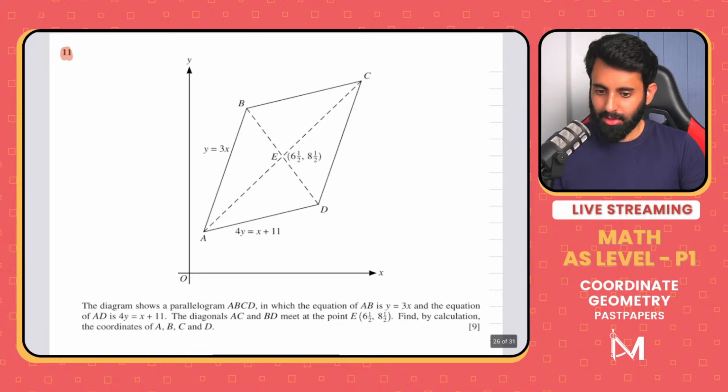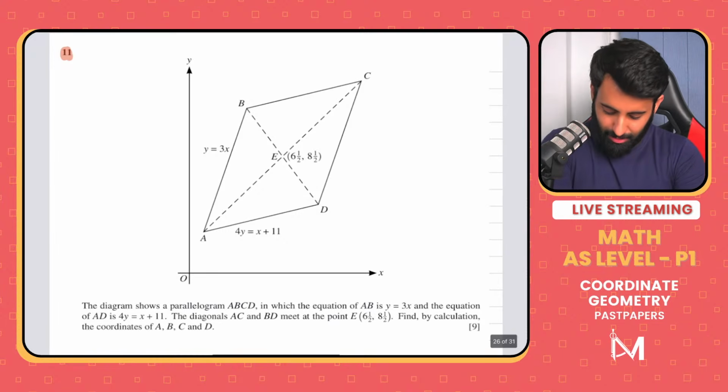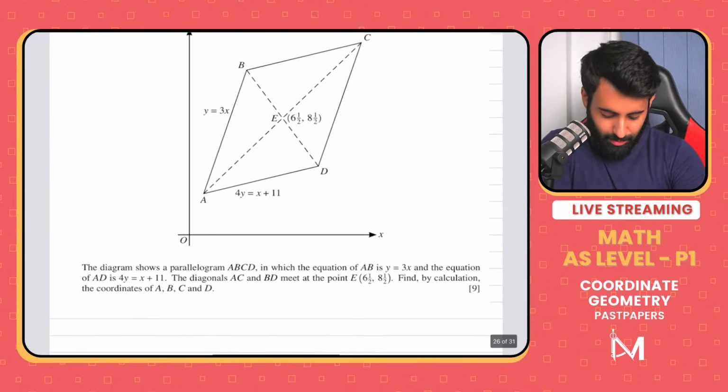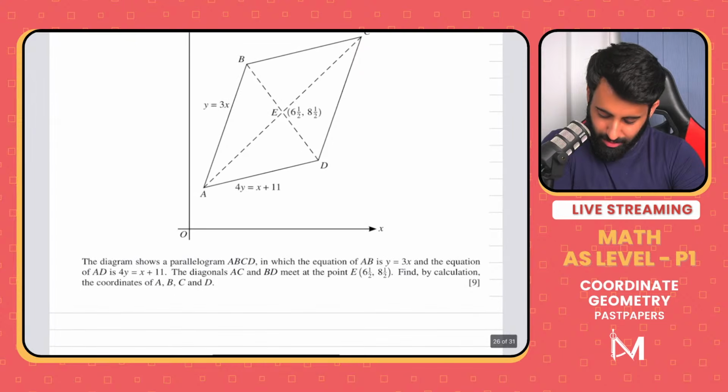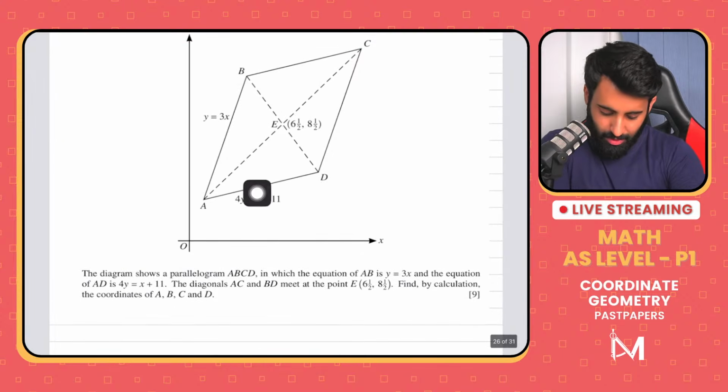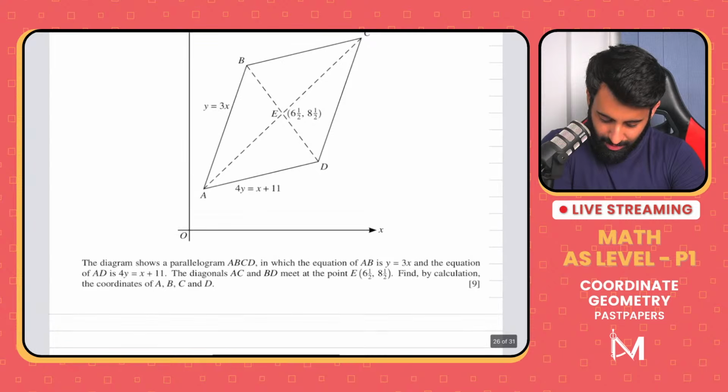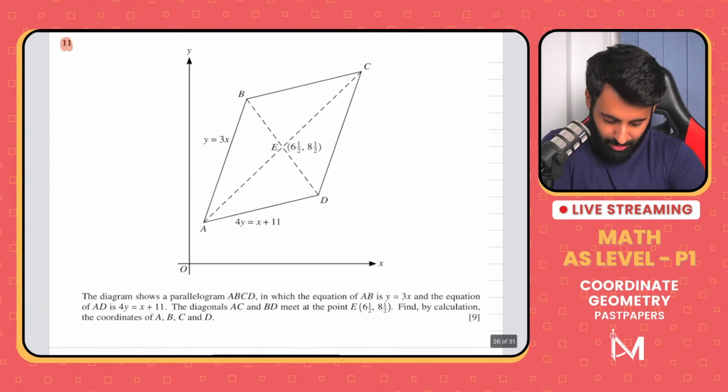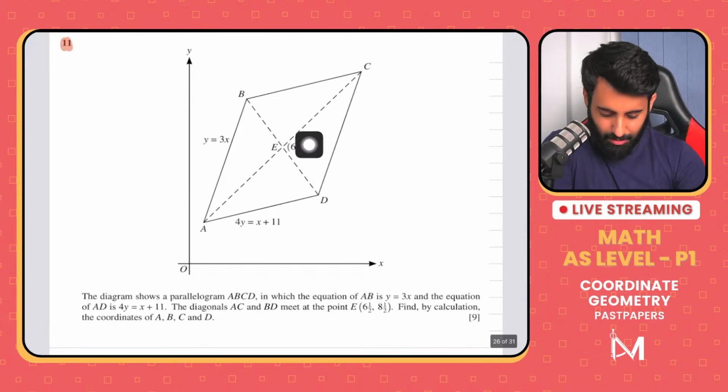Okay. So this question says the diagram ABCD shows a parallelogram in which the equation of AB is y equals 3x and the equation of AD is 4y equals x plus 11. The diagonals AC and BD meet at the point E, (6.5, 8.5). Find by calculation the coordinates of A, B, C, and D.